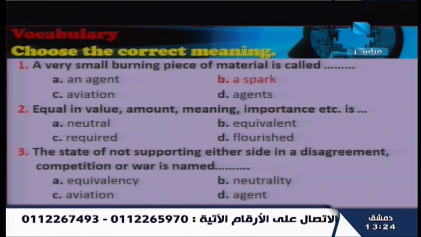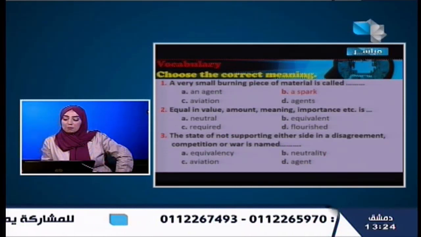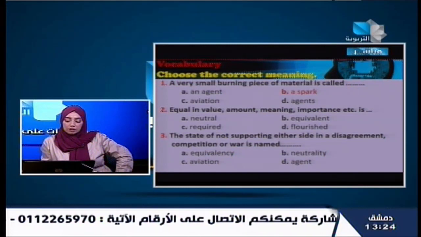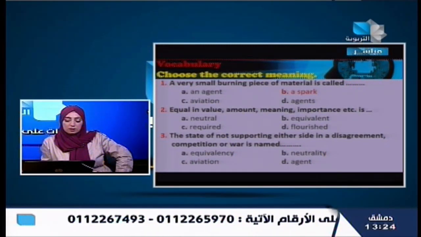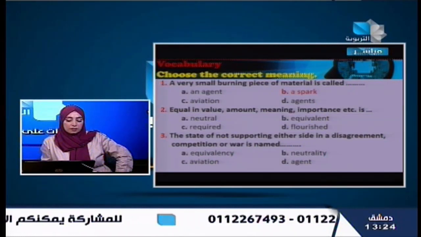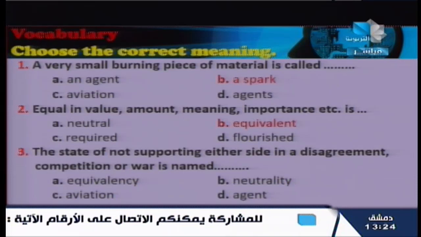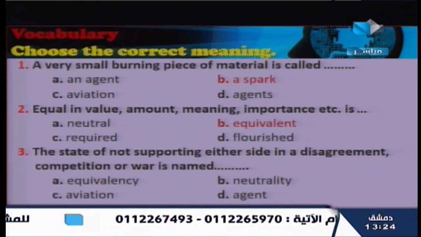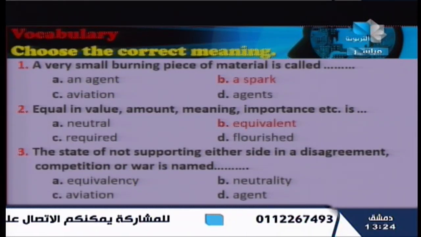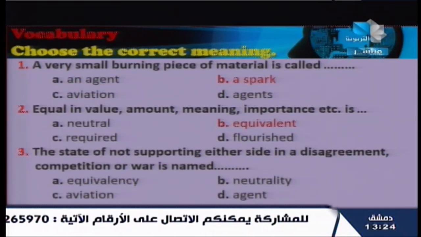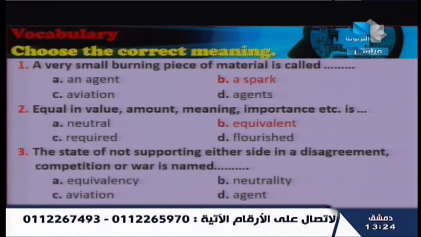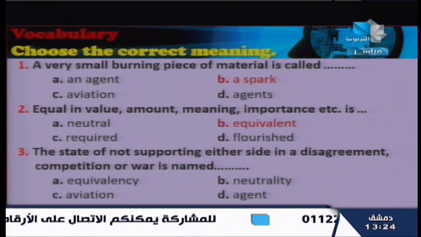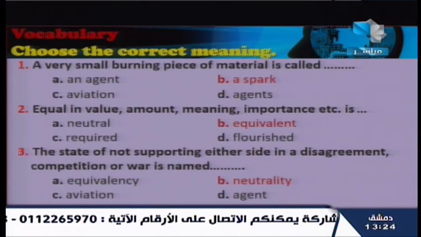Number 2. Equal in value, amount, meaning, importance, etc. Is it neutral, equivalent, required, or flourished? B, equivalent. Yes, that's right. Thank you very much. Most welcome. Number 3. The state of not supporting either side in a disagreement, competition, or war is named equivalency, neutrality, aviation, or agent. B, neutrality. Yes, that's correct. Thank you very much.